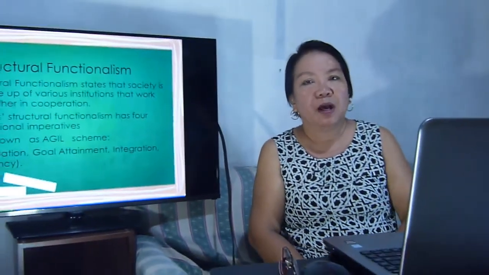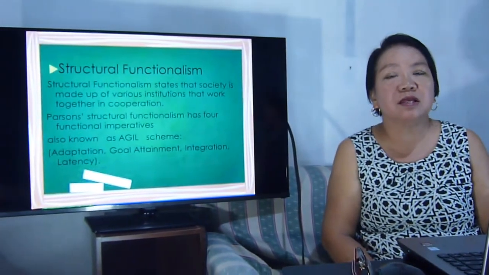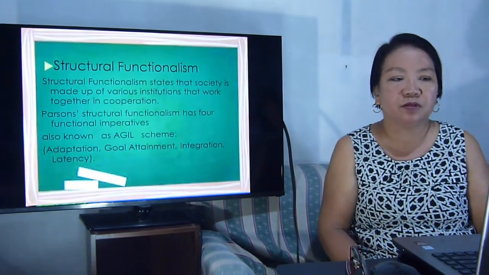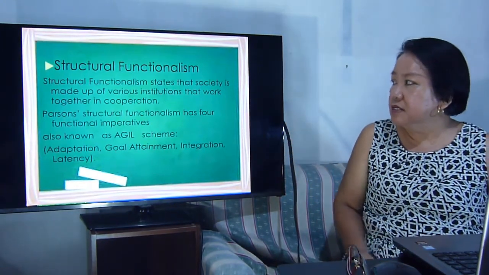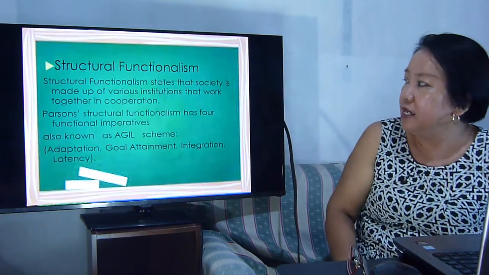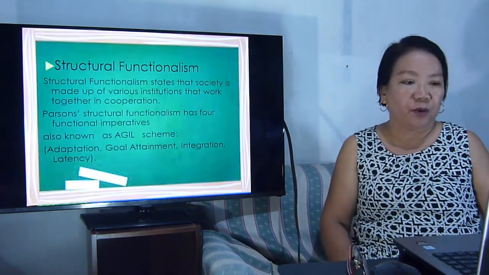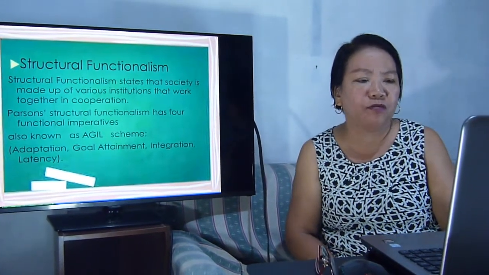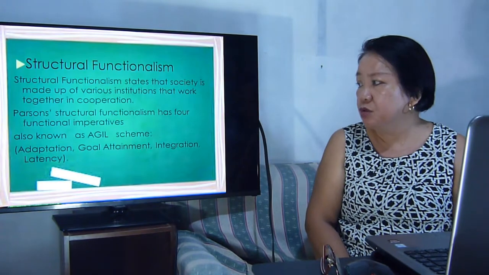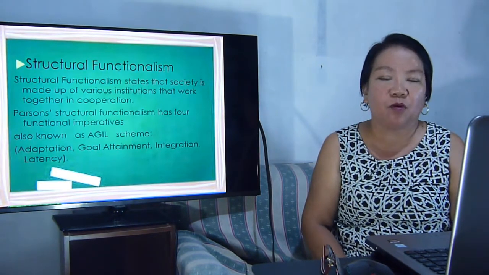So we will proceed to the discussion on structural functionalism. This is one of the social theories. The first that we talked about was consensus theory and conflict theory, and this is now the third, structural functionalism. Structural functionalism states that society is made up of various institutions that work together in cooperation. And according to Parsons, structural functionalism has four functional imperatives, also known as the AGIL scheme.